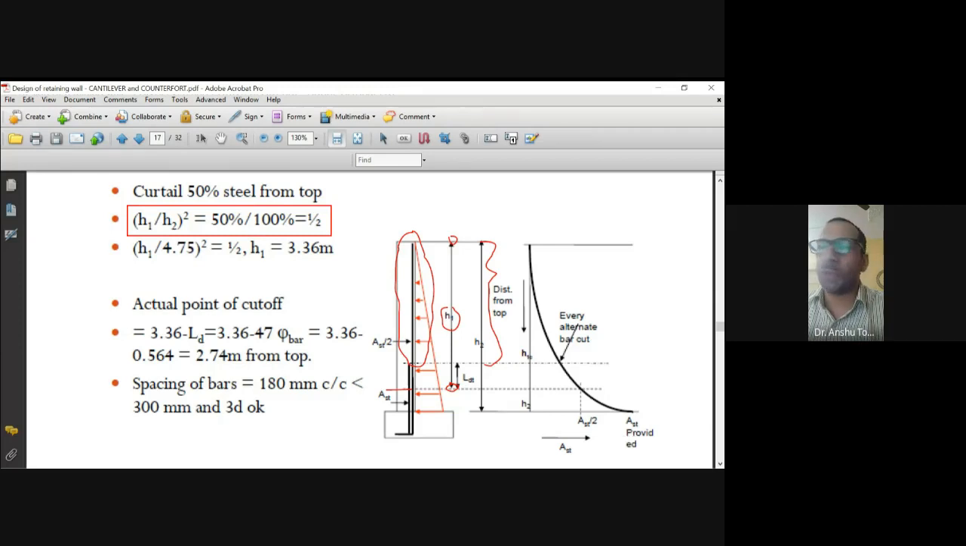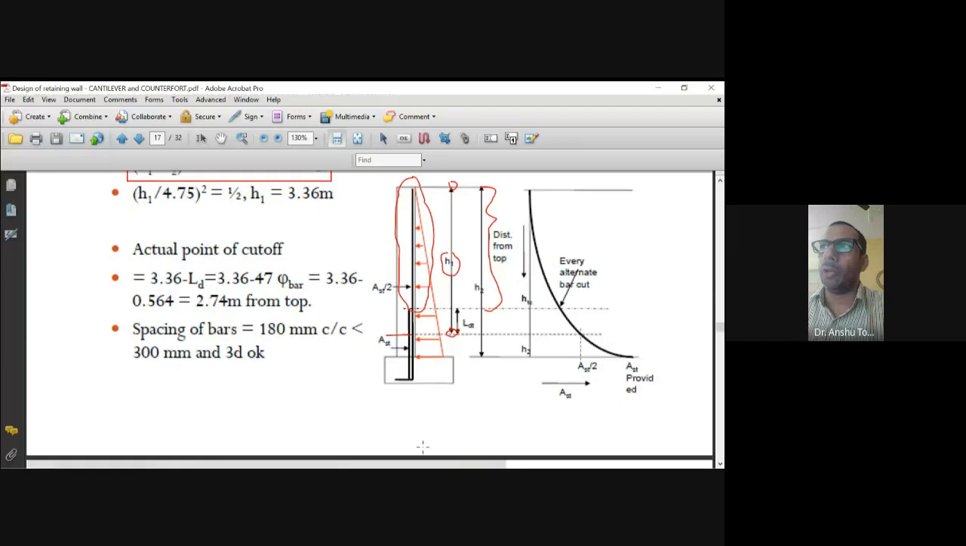From this point onwards it will become 12 mm phi at the rate of 200 mm center to center. So now you can see here the same thing is written.